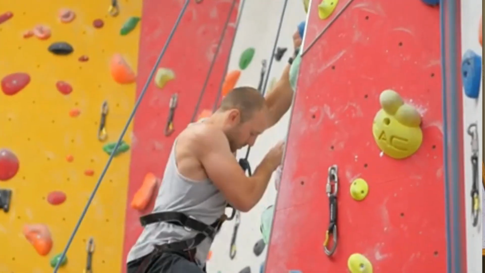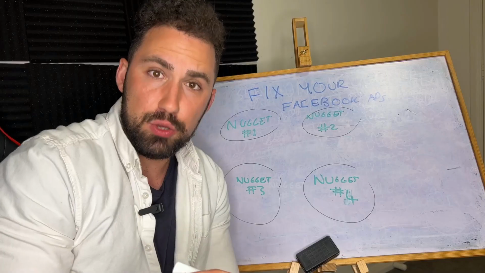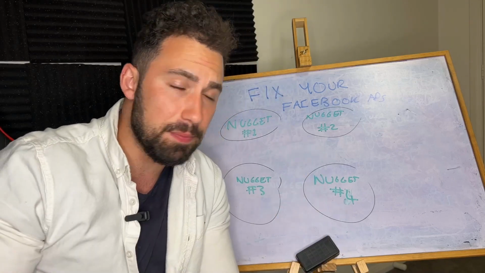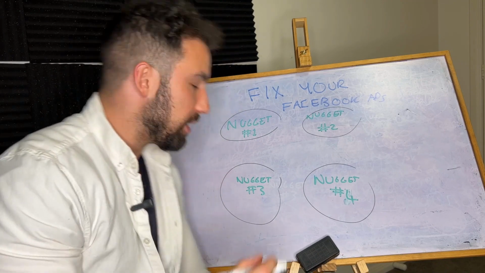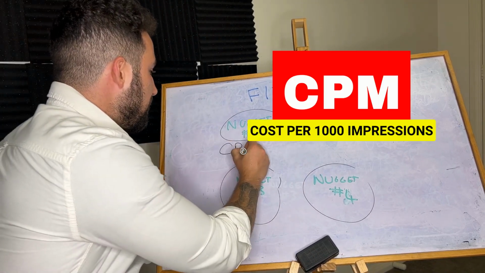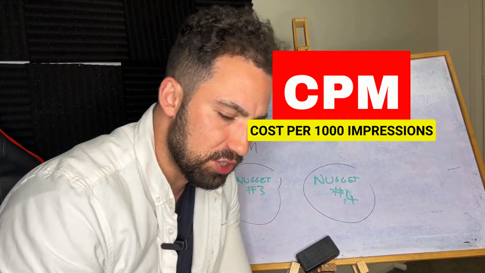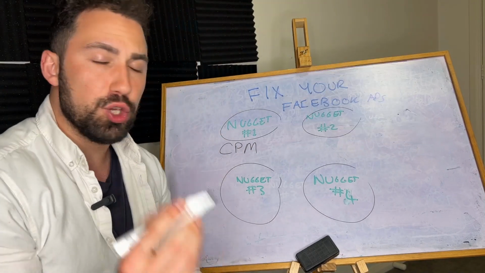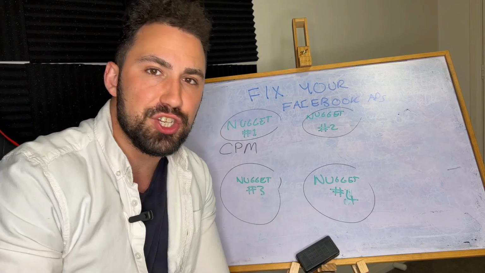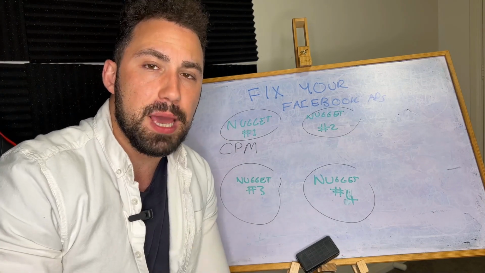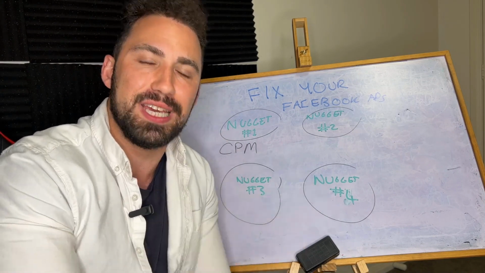We're going to start from the bottom and go up high, and you can see every step what is not working. So the first nugget is going to be CPM. What is CPM? It is cost per 1,000 impressions. If you're familiar with Facebook ads, you're going to know your CPM. So with each country and each industry, there is a CPM, cost per 1,000 impressions, industry benchmark.